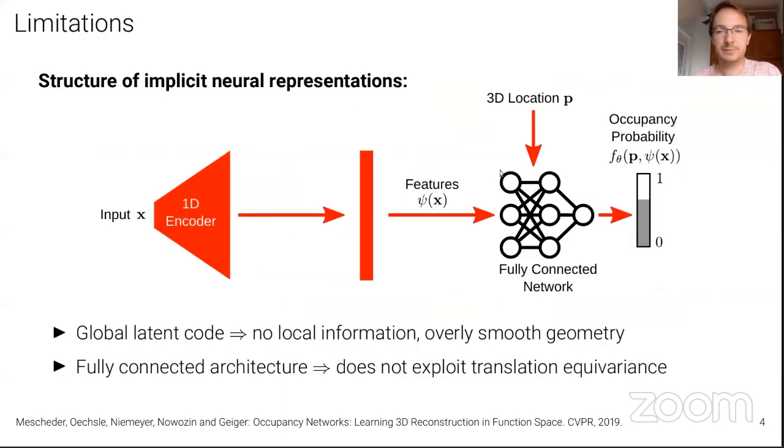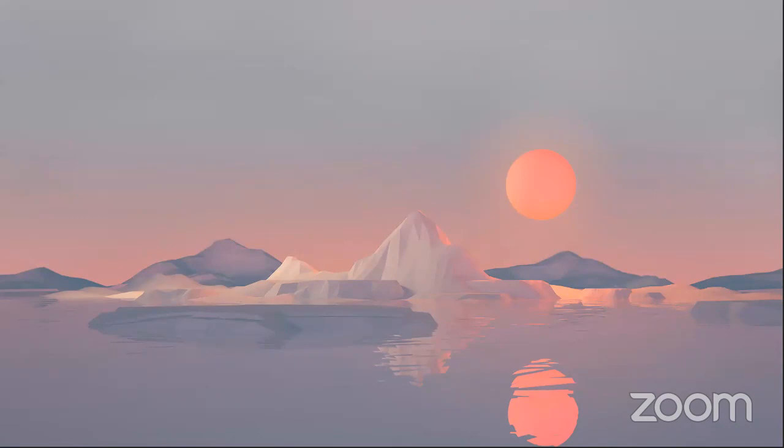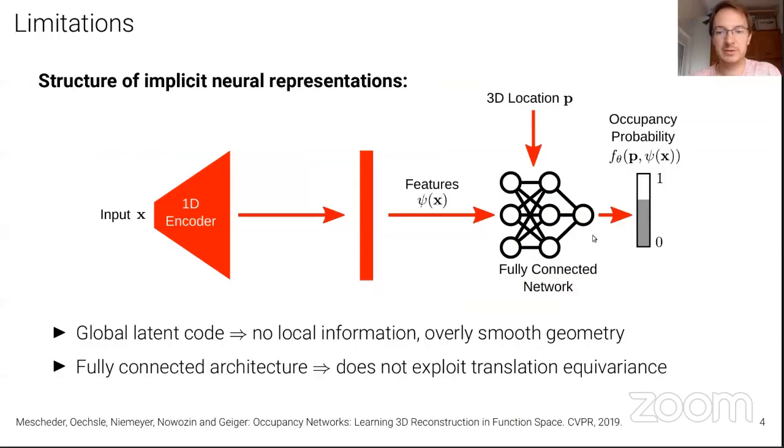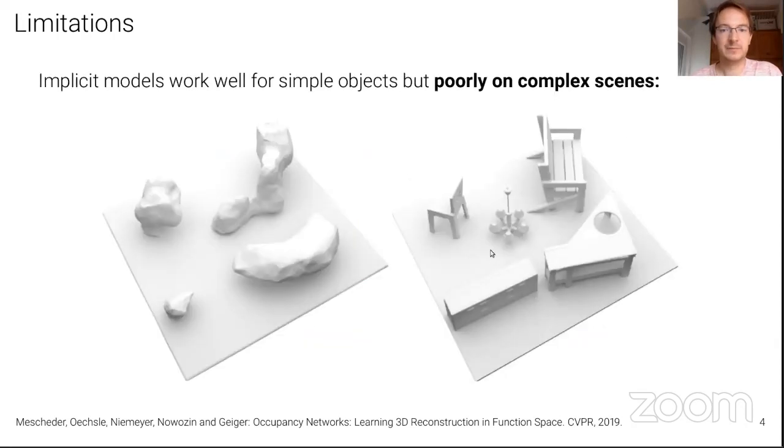Furthermore, the function class of possible shapes is limited fundamentally through the architecture of the neural network. Here we use a simple, vanilla fully connected neural network that doesn't, for instance, exploit translation equivariance properties that are present in many input domains. And this results in the fact that implicit models work well for simple objects, but poorly on complex scenes.